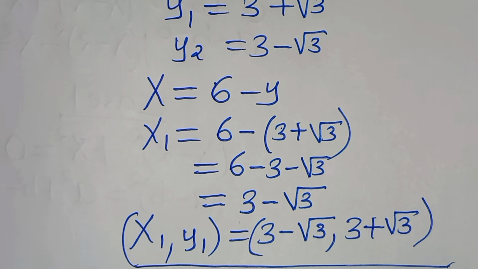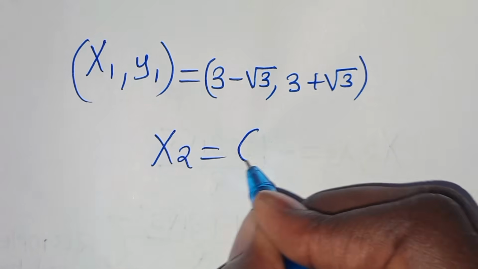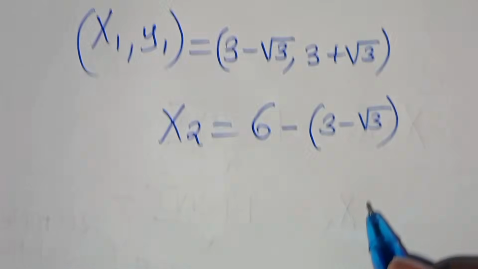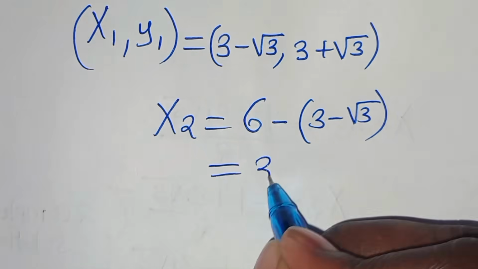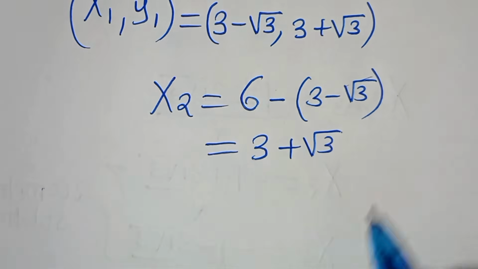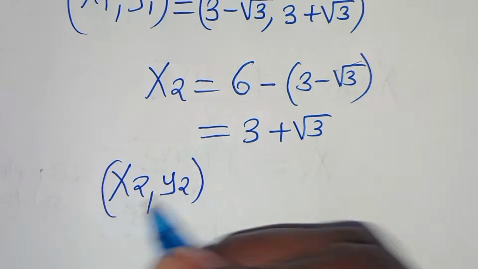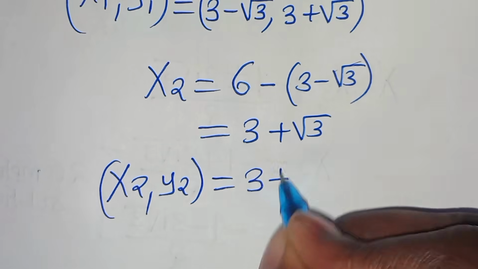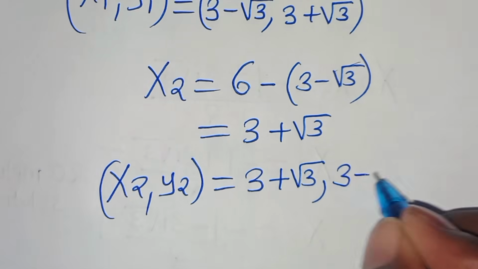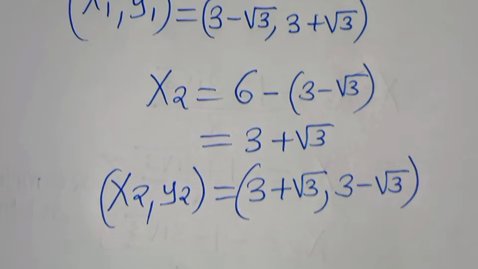Now let's proceed to solve for x2. x2 is equal to 6 minus y2, which is 3 minus square root of 3. So we have 6 minus 3, this is 3, minus times minus square root of 3, this becomes plus square root of 3. Now we have x2, y2, is equal to 3 plus square root of 3, comma, 3 minus square root of 3. This is the second set of solution that we have.